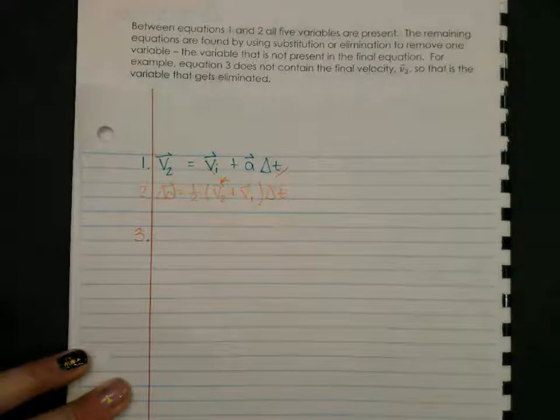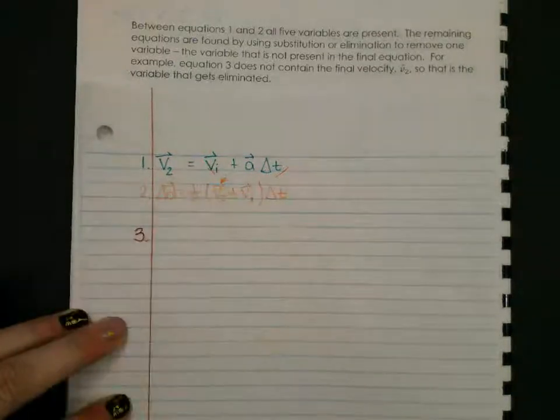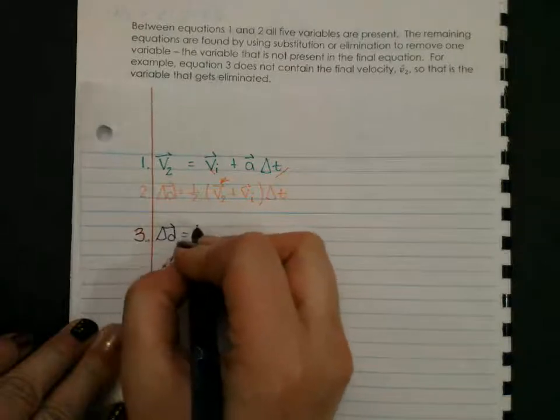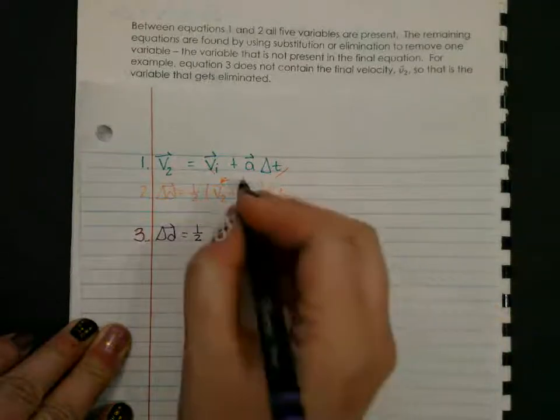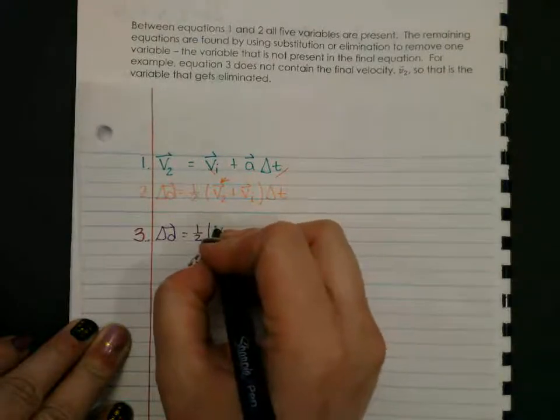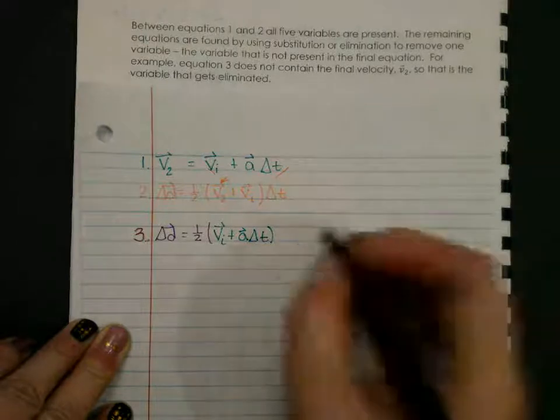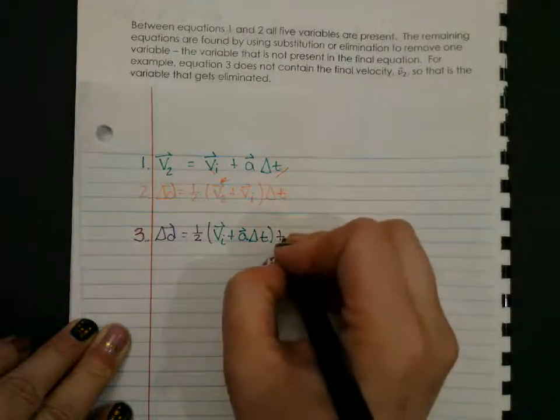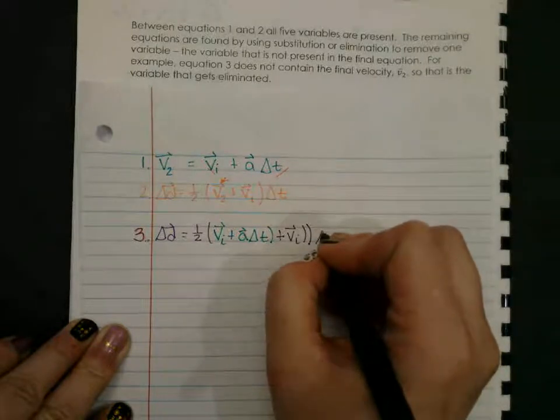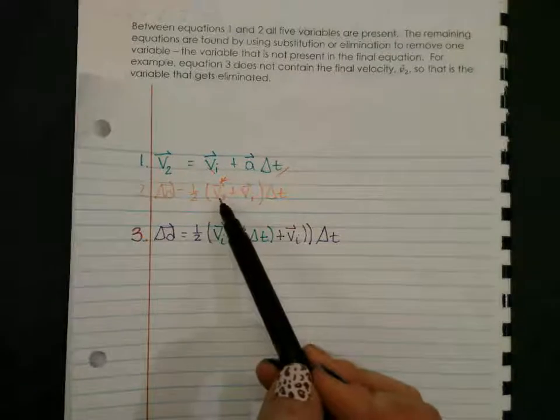So this is going to be equation number 3 of kinematics. All right, so I'm going to sub equation 1 into equation 2. So I have my displacement is equal to 1/2. This is where I'm going to put equation 1. So I have initial velocity plus acceleration, change in time, plus my initial velocity, change in time. So all I did was take this and sub it in for the final velocity in equation 2.